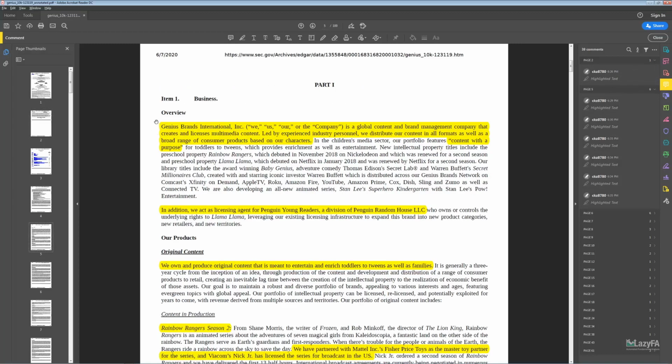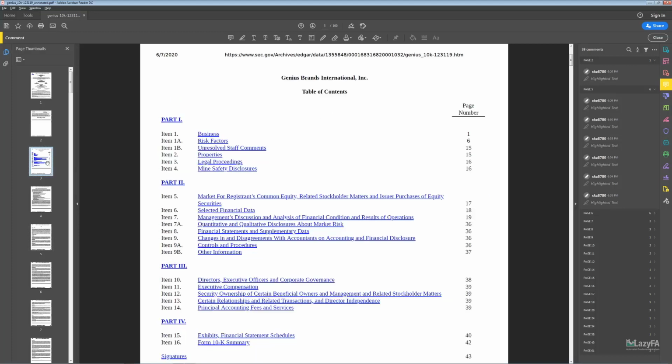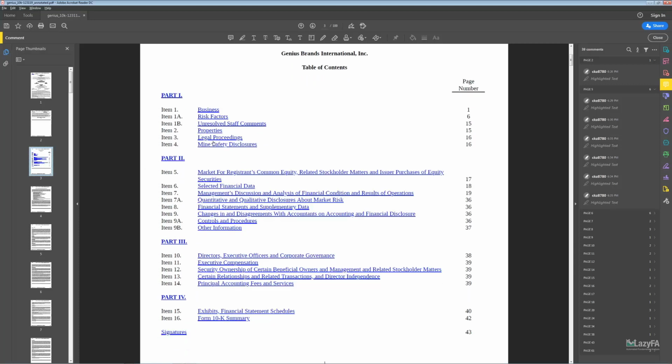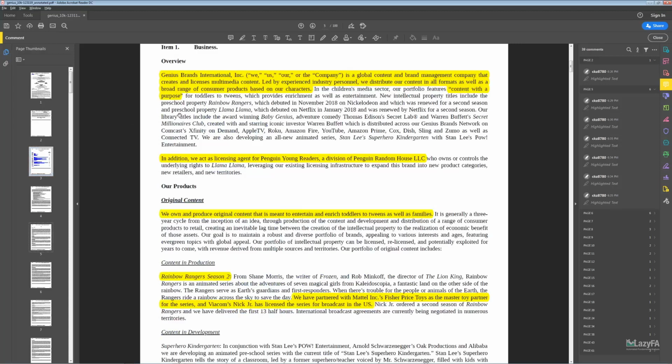So this is now section 1, the business. If we look at the table of contents here, it's all broken out into parts 1, 2, 3, and 4 that we talked about earlier, so it's pretty easy to find what you're looking for. I always start with the business and the risk factors because I want to understand what this company does, who they are, how long they've been around, and what risks they believe they face. Starting with the business, this gives you an overview of what the company is.